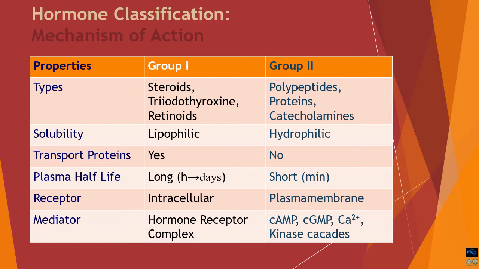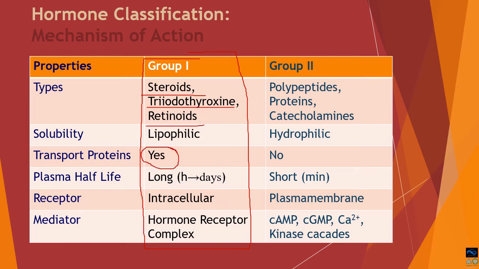The fourth classification of hormones is based upon their mechanism of action, and on this basis, all hormones are categorized into two groups, group 1 and group 2. This is dependent upon how they do their function when the hormones arrive at the target cell and where their receptors are present. Group 1 hormones are lipophilic in nature, and they usually include steroids, triiodothyronine, and retinoids. They also require transport proteins in the bloodstream so that they can be carried from the site of synthesis to their target cells.